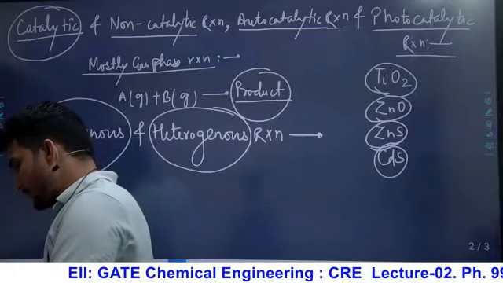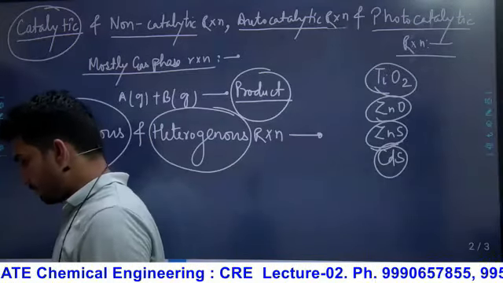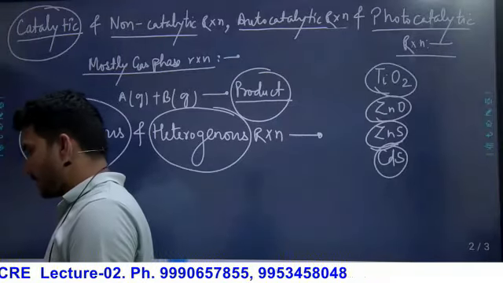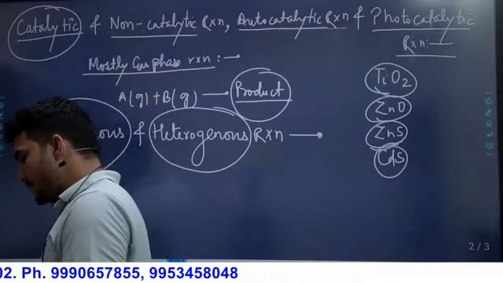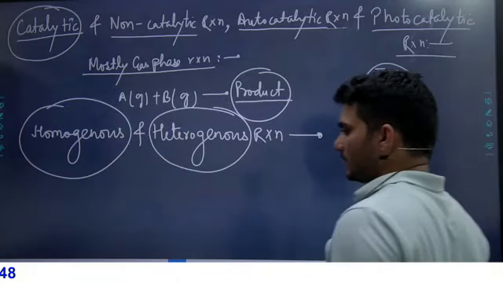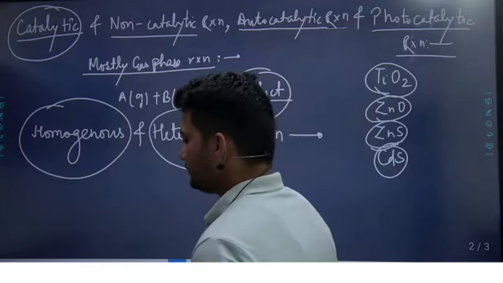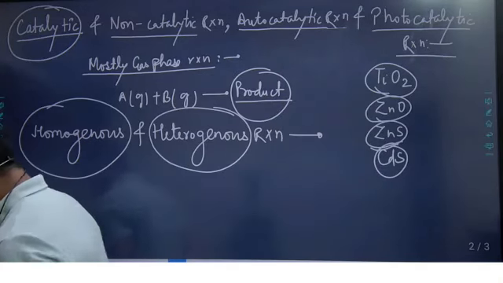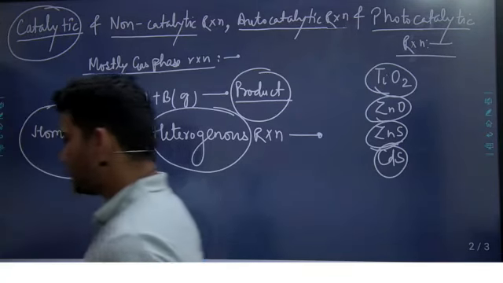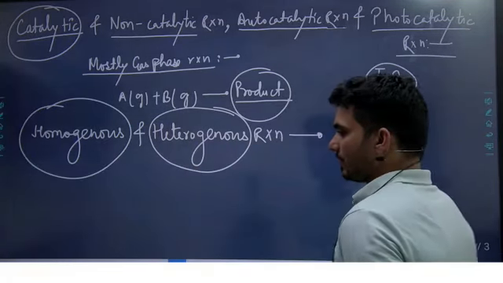When the phase of both reactant and product is the same, it is called homogeneous. Or you can say a homogeneous reaction occurs in the same phase, a heterogeneous reaction occurs in different phases, in more than one phase. Now, a reaction which involves a single phase is homogeneous. A reaction involving more than one phase is heterogeneous. You can write it down in your own language.